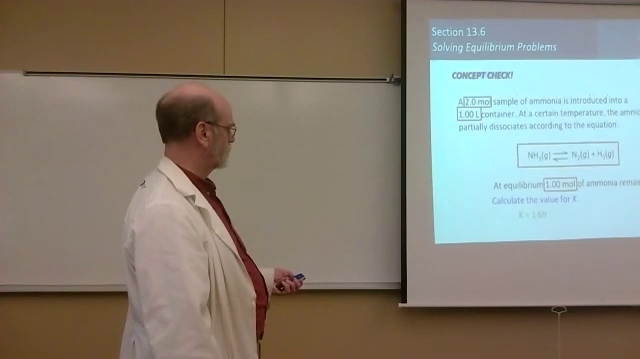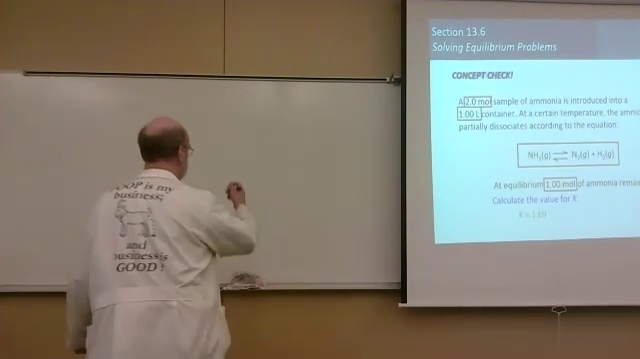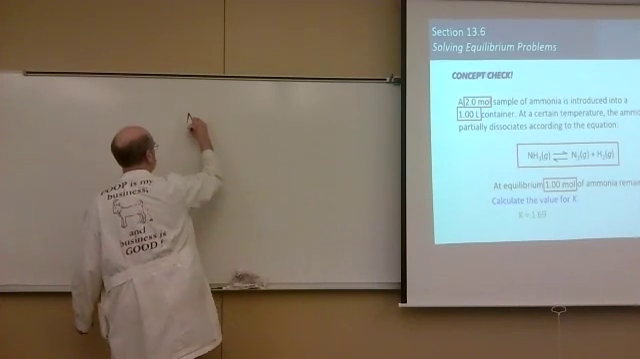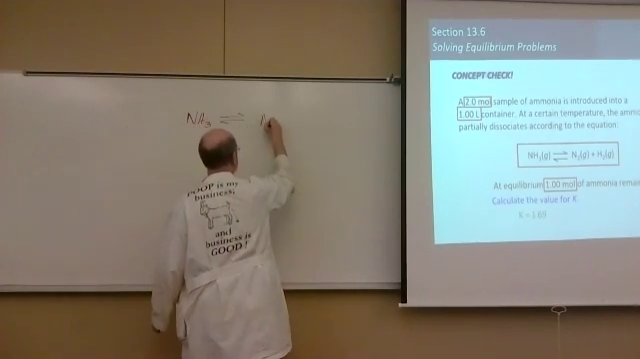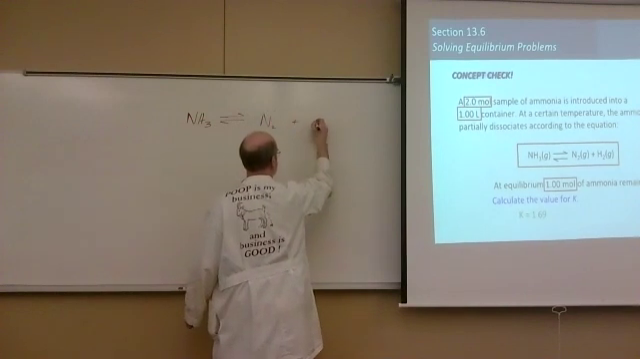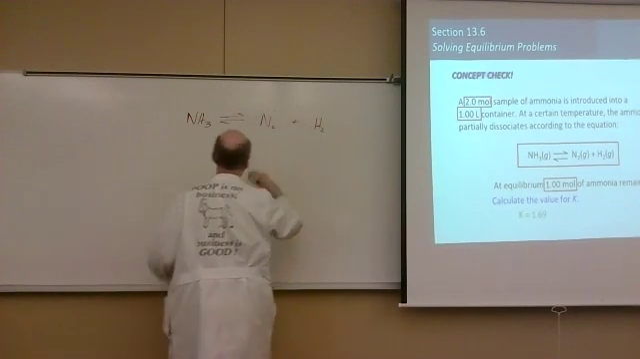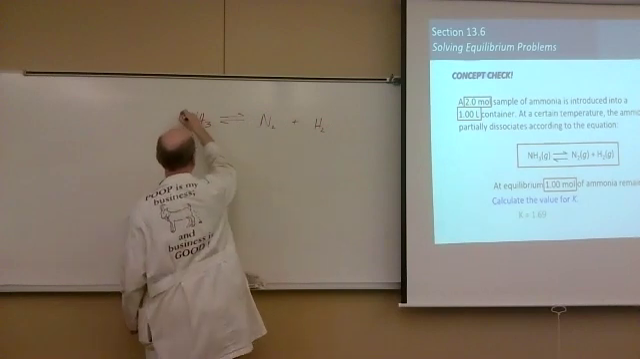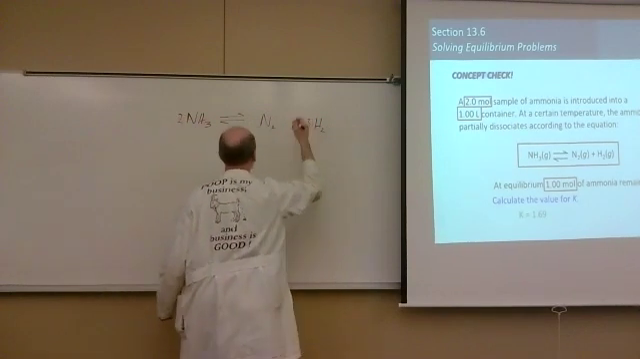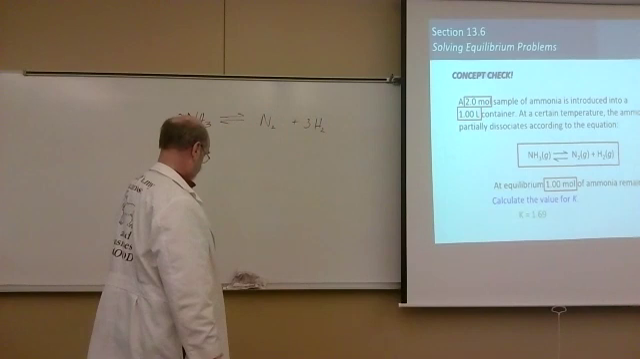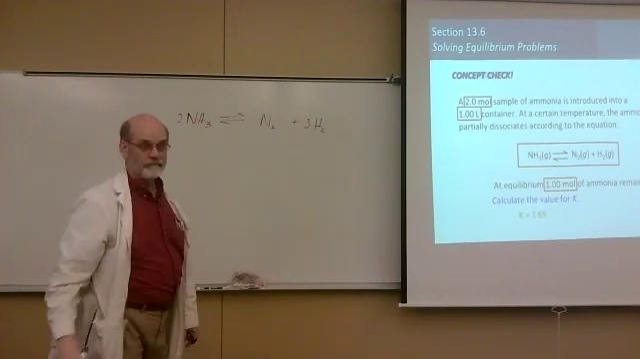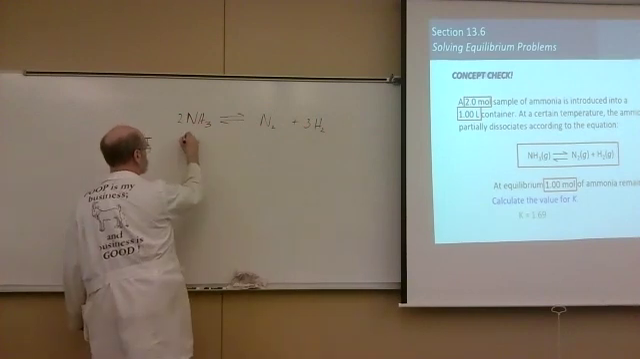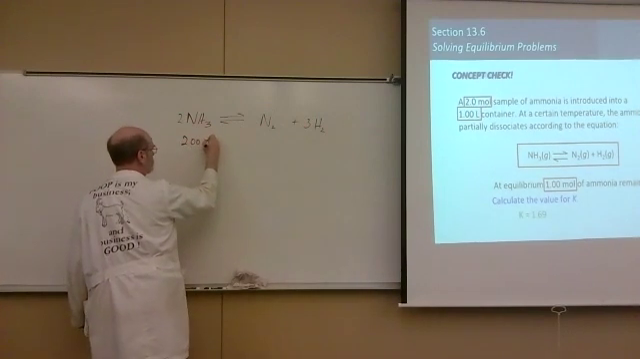It's not going to do. Okay, so you would take the ammonia, yields nitrogen and hydrogen. There's to balance it. So we need 2 of these, 3 of those. So the initial concentration then is 2 molar.